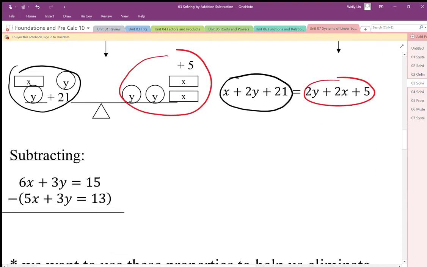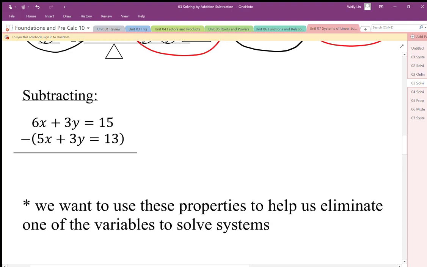So we could also subtract two balances. If we start with a balance 6x plus 3y equals 15, we can take away this other equation, 5x plus 3y equals 13. So what do we end up with if we do that? Well, 6x's minus 5x's gives us 1x. 3y take away 3y is 0y, so that's just a zero pair. And on this side we get 15 minus 13, and we get x equals 2.